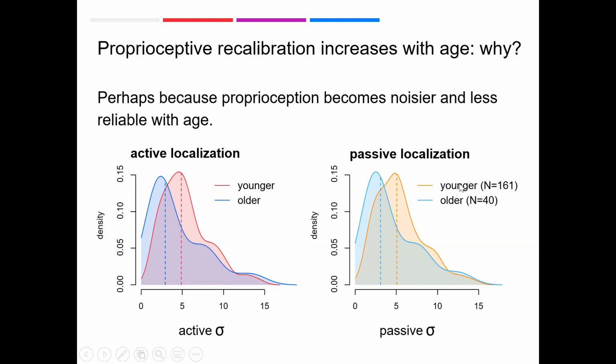And notice, this is a frequency distribution. It's actually a density plot, because of course we have a lot more younger people, across all our different conditions or experiments, and only 40 older adults. Nonetheless, you can see where the peak is: the older adults in the blue are actually more precise. They're less variable than younger adults.